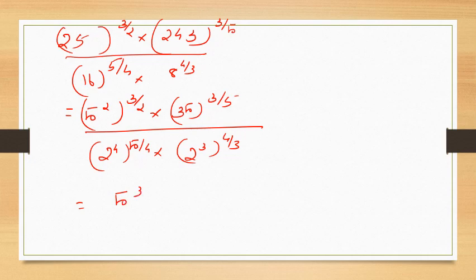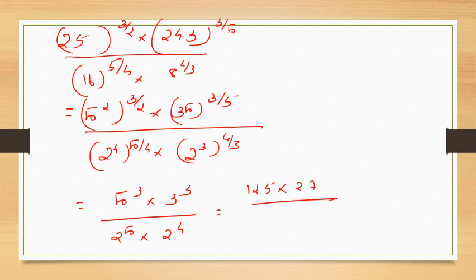So then it is 5 cube into 3 cube by 2 raised to 5 into 2 raised to 4. 5 cube is what? 125. 3 cube is what? 27. 2 raised to 5 is 32 into 16. So the answer is, if you multiply, then you will get 125 into 27 by 512, that is 3375 by 512.